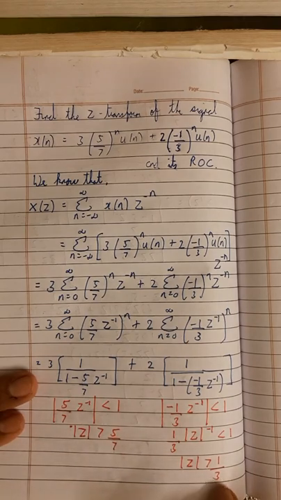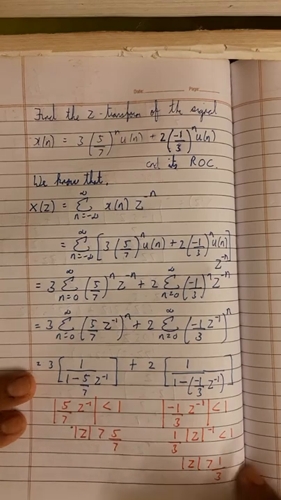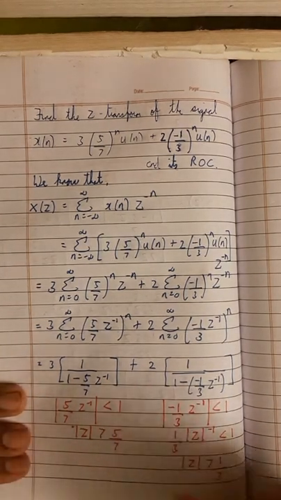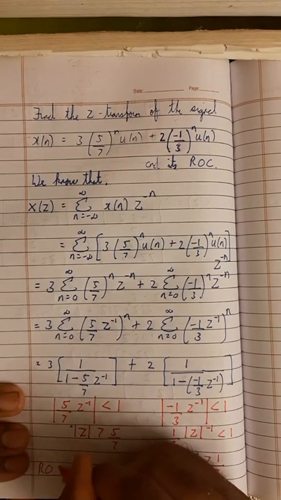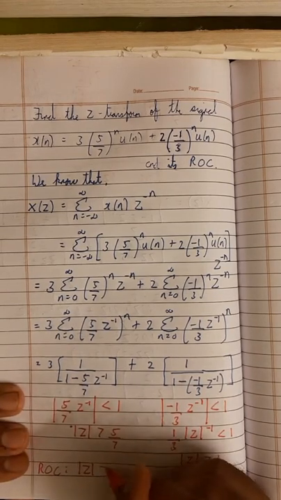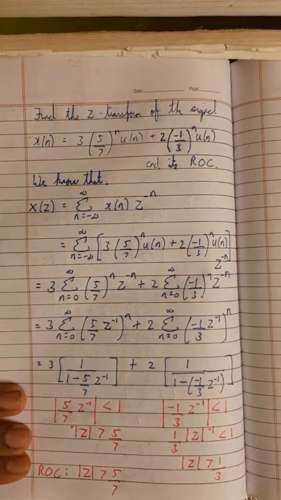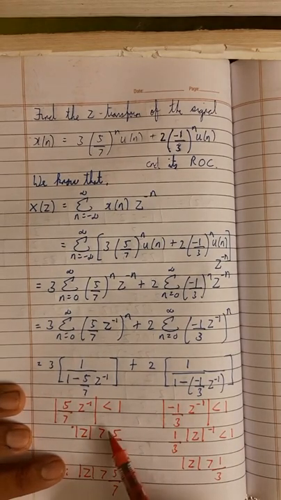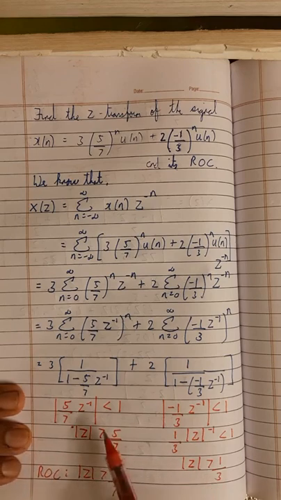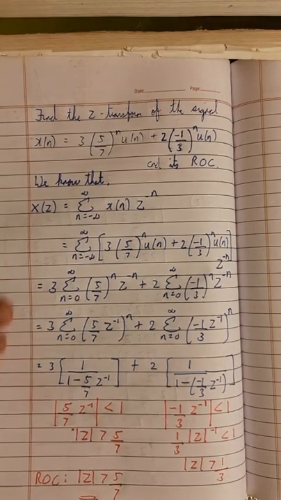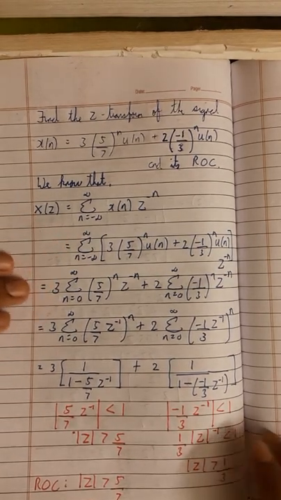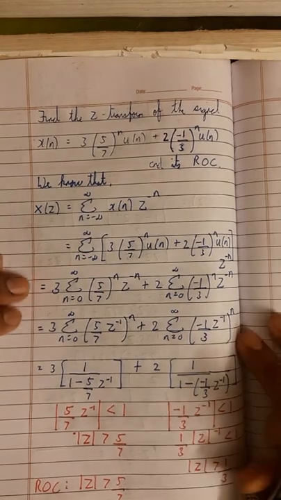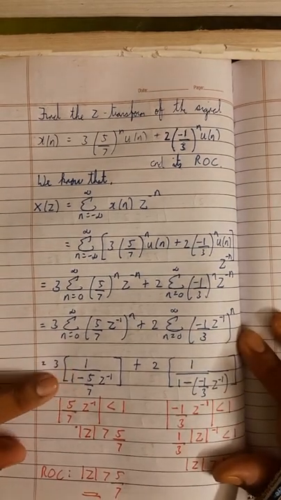Here the ROC over here is 0.333, so in that case I can say that this value is greater, or in other words the overall ROC must be magnitude of Z greater than 5 by 7. Why? Because this condition satisfies this condition and also it satisfies this condition. So this ROC covers both the ROCs. This is the overall ROC. Okay, so now we found the region of convergence. Now let us continue our problem. So here we found that this is the X of Z.